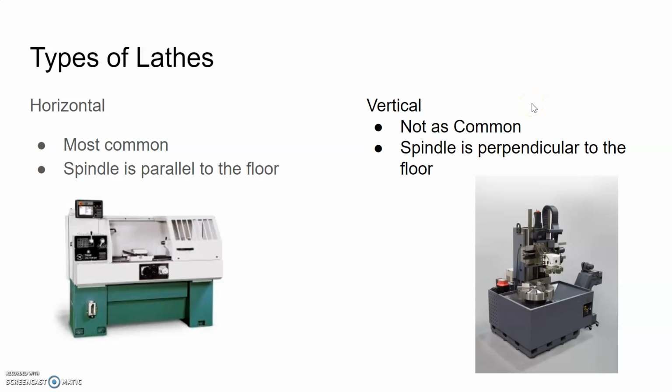There's 2 different types. The first type would be the horizontal lathe. It's very, very similar to the ones that we had. It's very common. The spindle is parallel to the floor. Although not as common, the spindle perpendicular to the floor would be on a vertical lathe. So basically they took the machine and they turned it sideways.